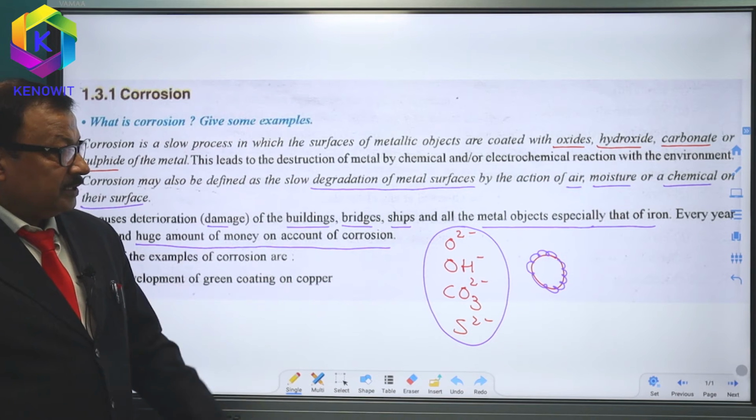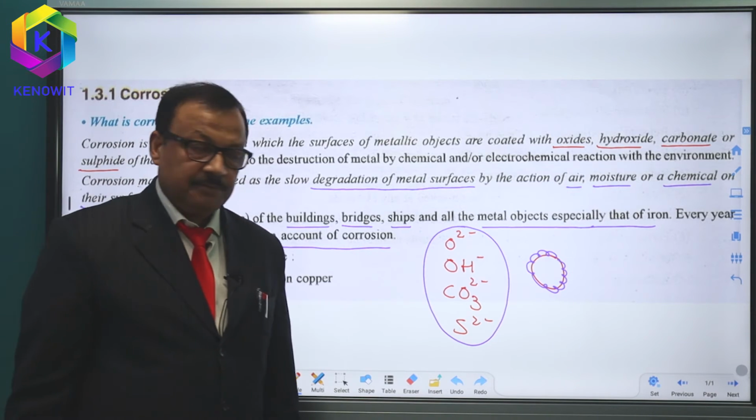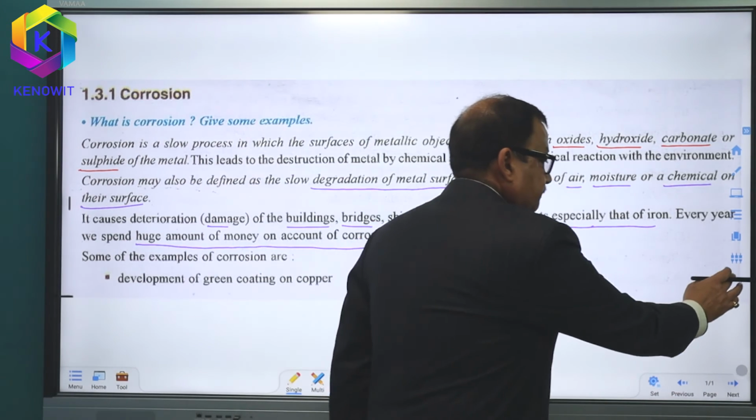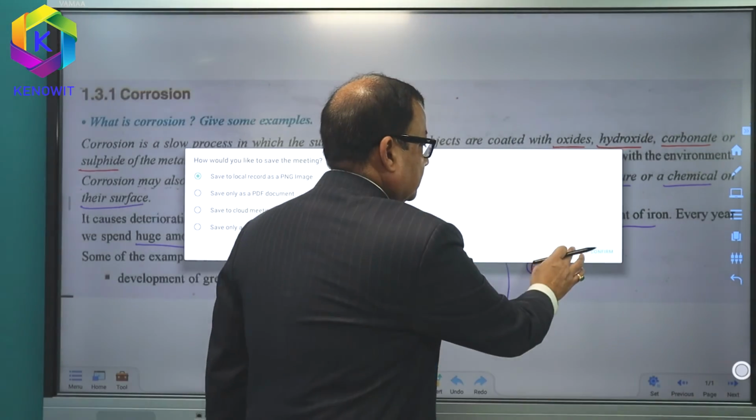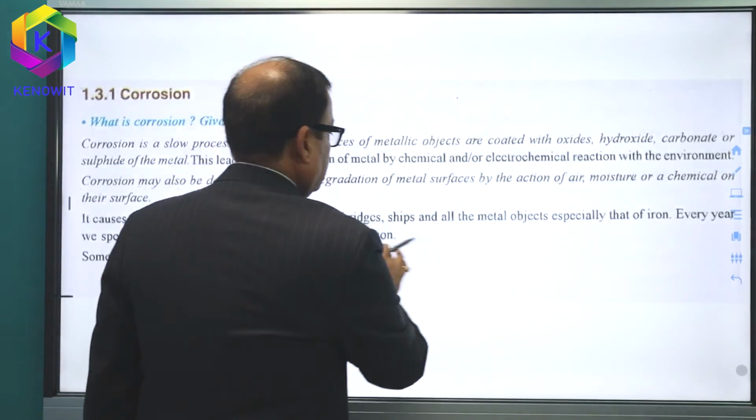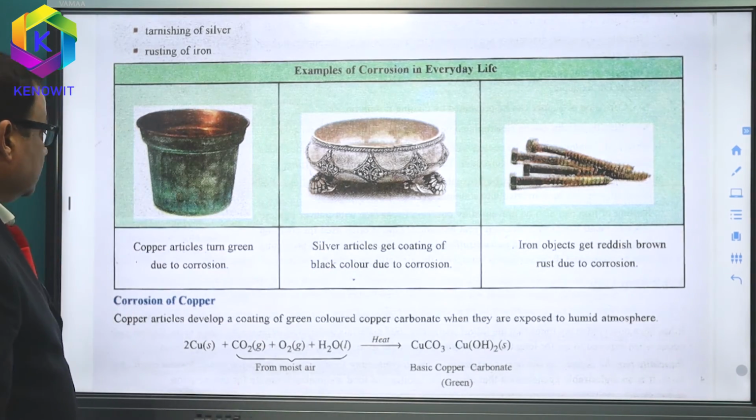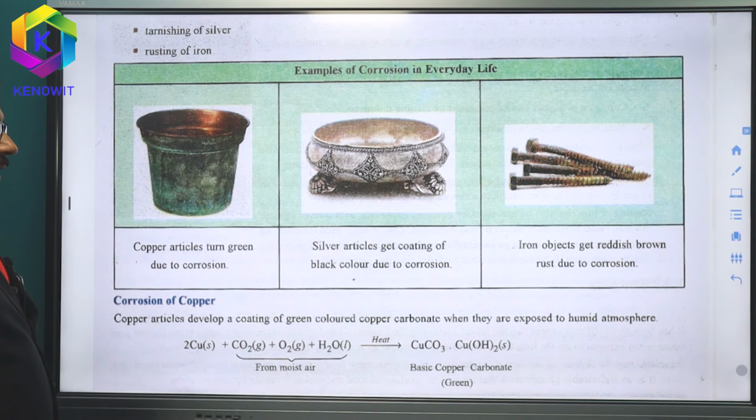Corrosion is due to the formation of oxide, hydroxide, sulfide and carbonate layers on the surface of the metal. Copper articles turn green due to corrosion. Silver articles get a coating of black color due to corrosion. Iron objects get reddish brown rust due to corrosion.